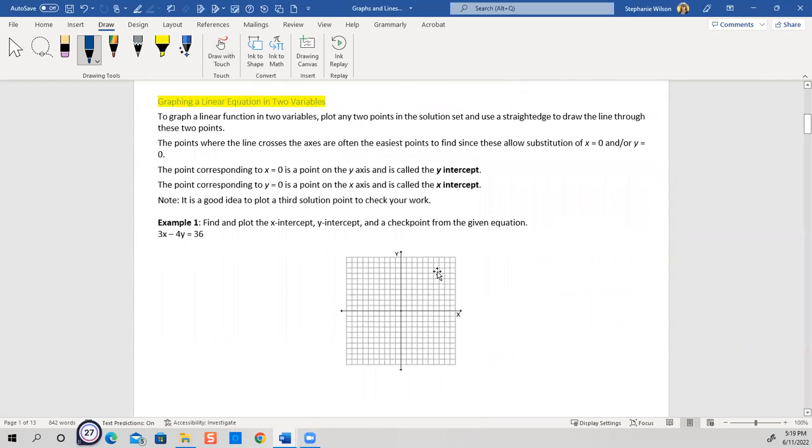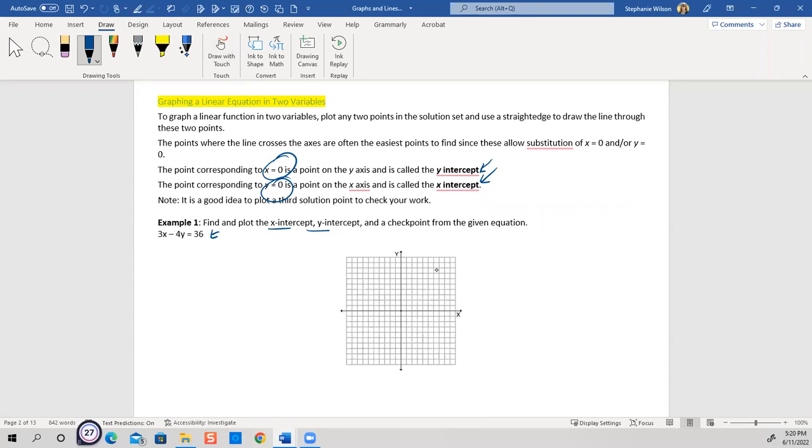So let's talk a little bit about graphing a linear equation in 2 variables. The 2 variables are x and y. And again, whenever we see the y-intercept, we know x is 0. Whenever we see the x-intercept, y is 0. Okay, so we're going to graph this equation here based on solving for the intercepts.